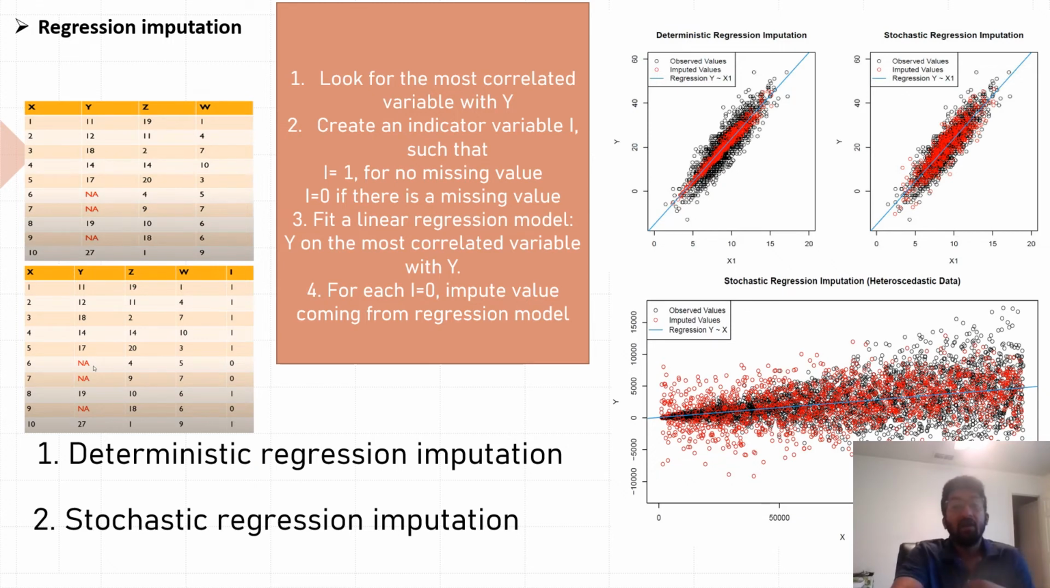But stochastic regression imputation also has some limitations. If the data is heteroscedastic, meaning the variance increases as we move along the x-axis, stochastic regression imputation is not able to do the data imputation well. So that is a limitation. However, this is one of the most used imputation techniques if there is any missing data in the data set.